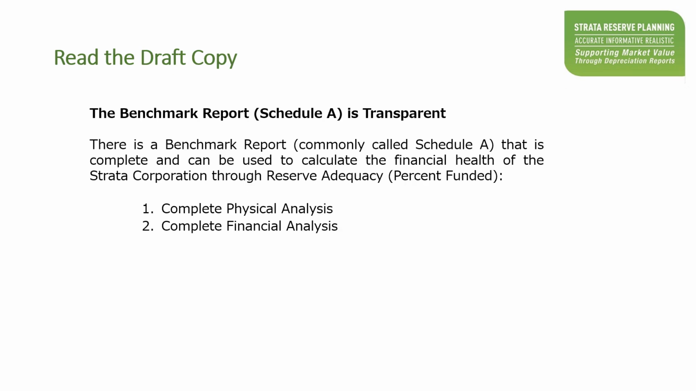The benchmark report, otherwise known as the Schedule A, needs to be transparent. So the only way that financial health of a Strata Corporation can be calculated is through reserve adequacy or percent funded. For that to occur, you've got to have a complete physical analysis and you've got to have a complete financial analysis within the benchmark report, or it just doesn't work too well.